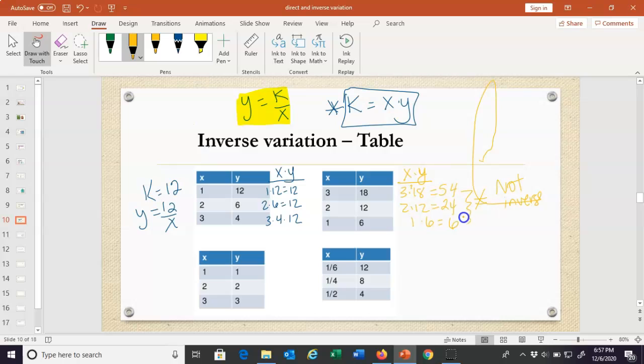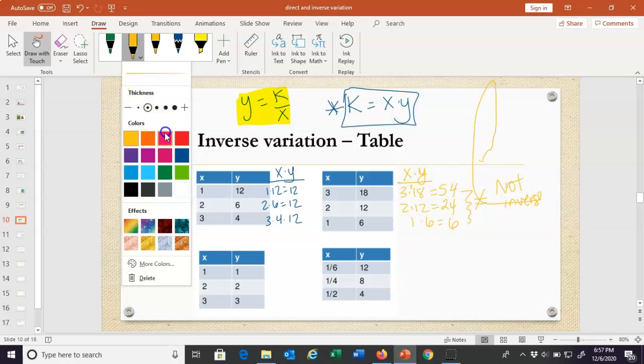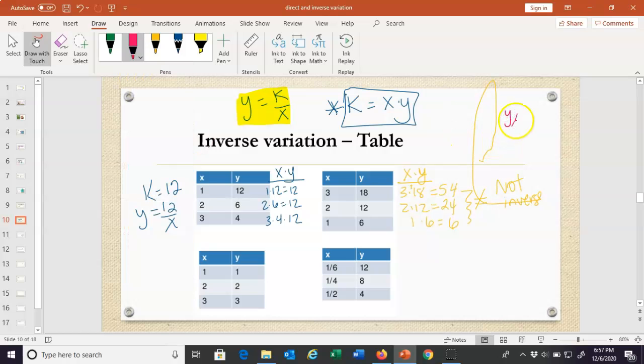Now this one just wanted you to check inverse variation, but if you look at it, you could always say, well, wait a minute, is it direct variation? Let's see. Remember, the rule for direct variation is taking y over x. So 18 over 3, that's 6. 12 over 2, that's 6. 6 over 1, that is 6. So this actually happens to be an example of direct variation.